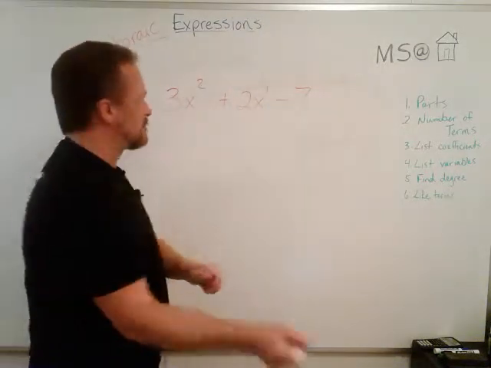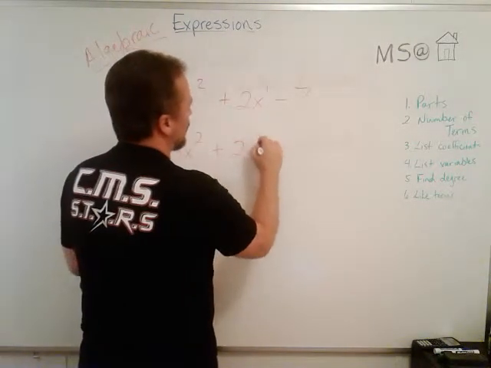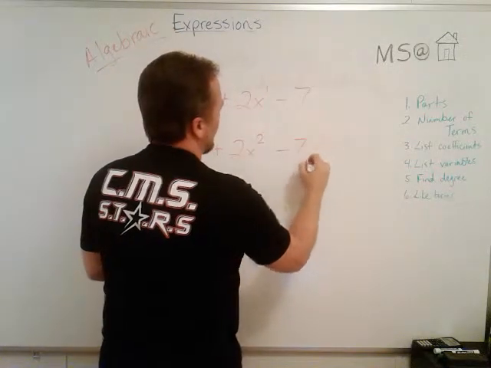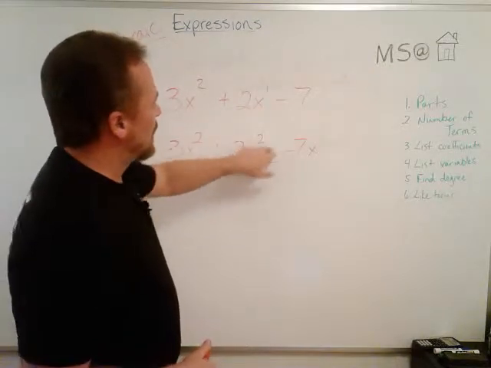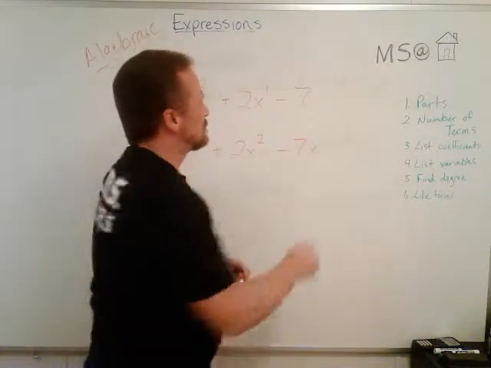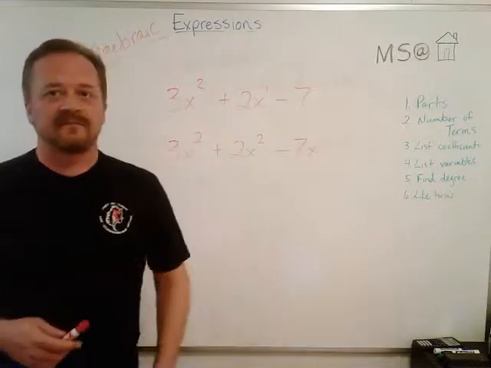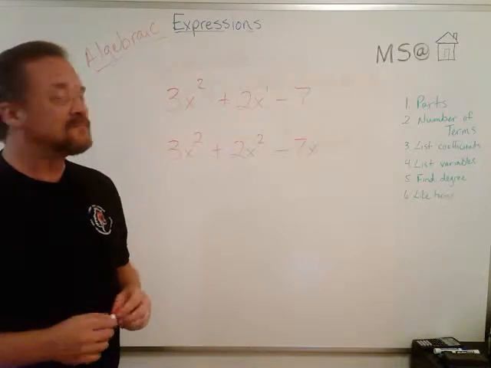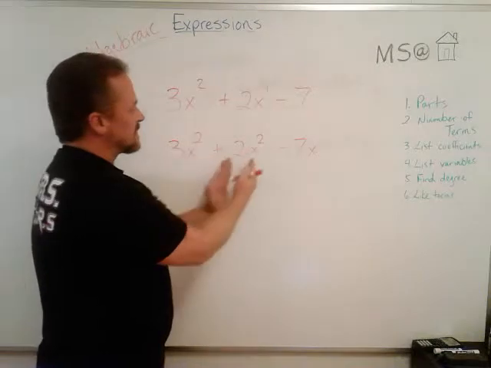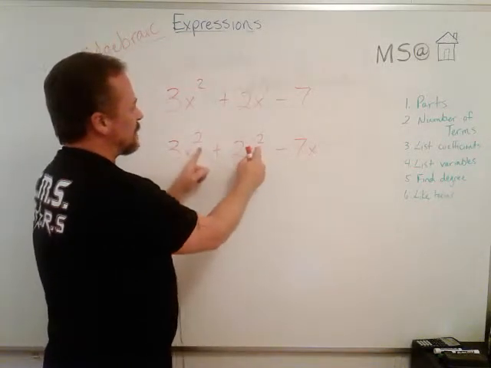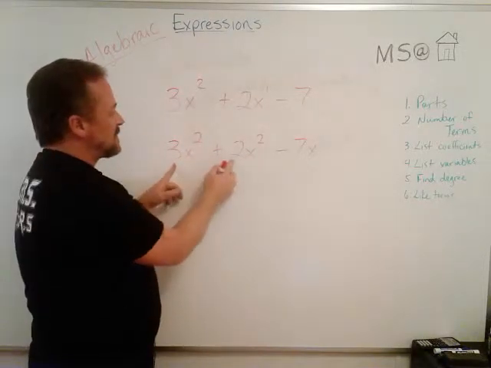What if I wrote this? What if I said 3x plus 2x squared minus 7x? The only thing I did really is add an x to this term and add an x to this term. Do you think you see any like terms in this bottom expression? Those two, right? See how their variables look exactly the same? They're both the same degree. They're both the same variable. The only thing different about them is their coefficients.